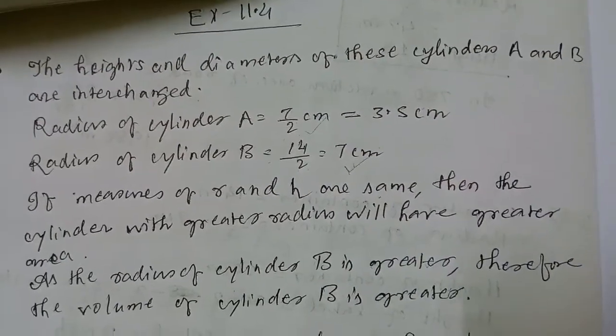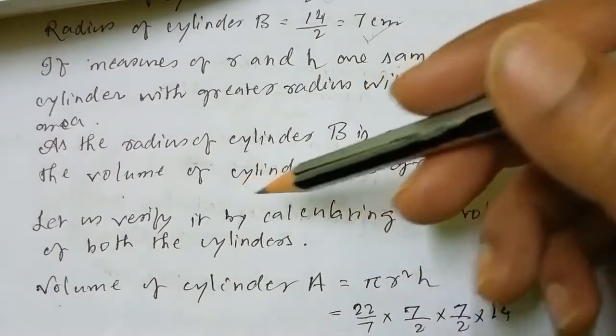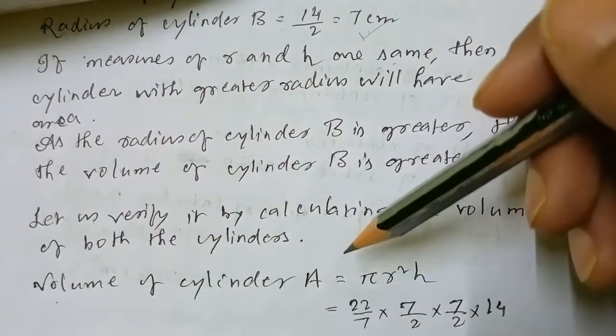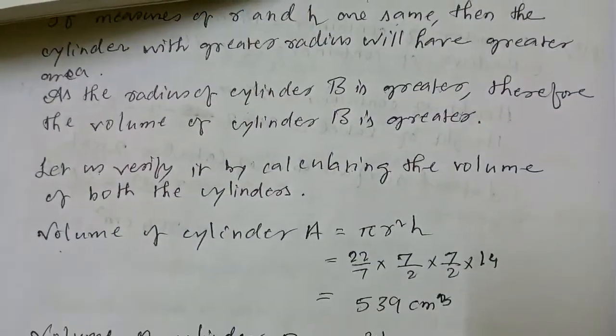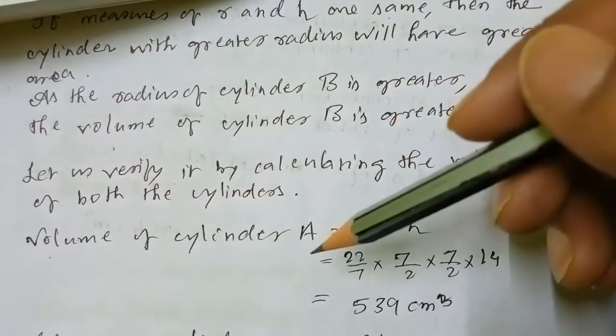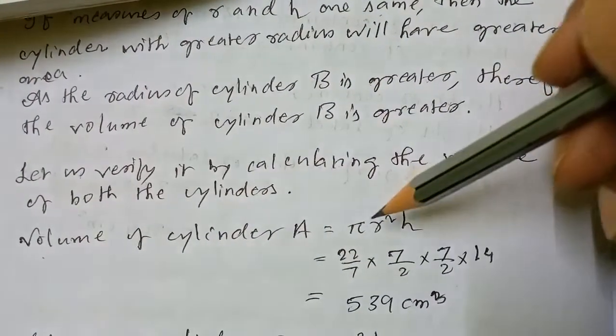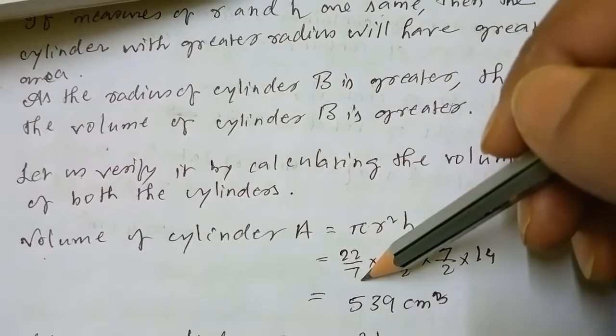Now let's do the calculation. Let's verify it by calculating the volume of both the cylinders. Now let us calculate the volume of cylinder A. The formula is pi r square h. So the pi value is 22 by 7.